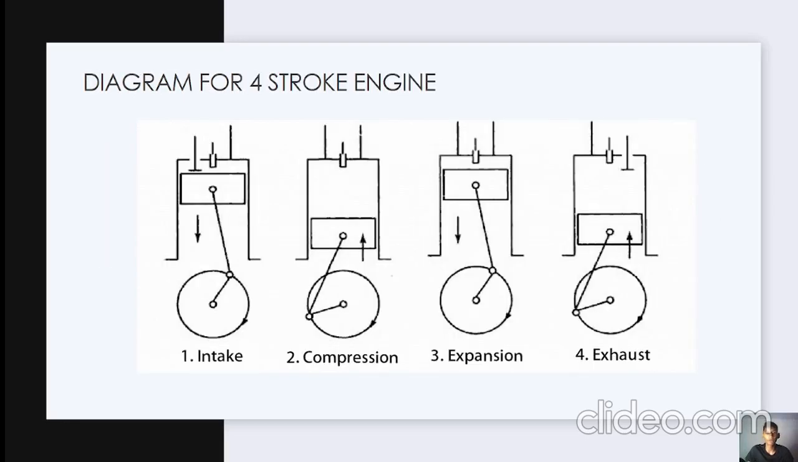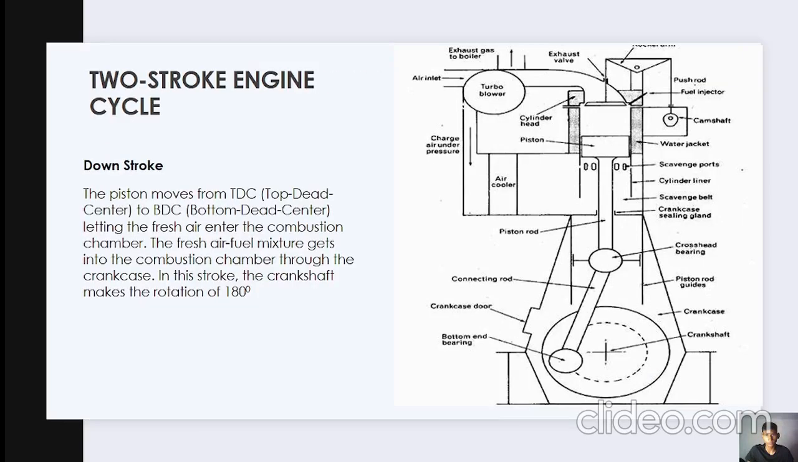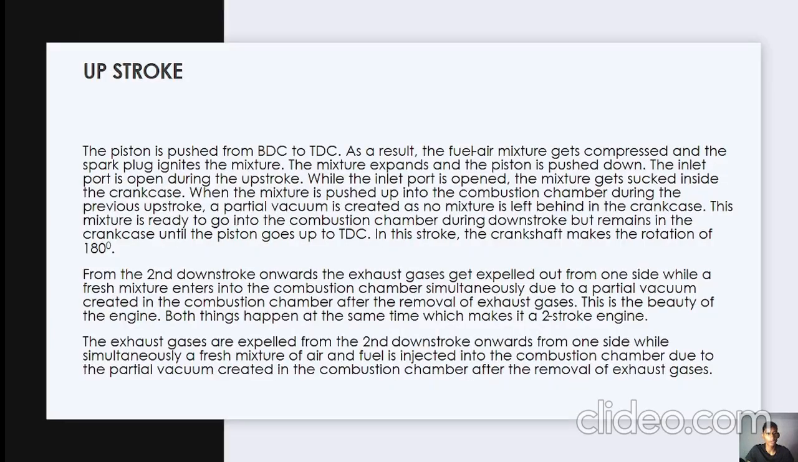This is the diagram for a four-stroke engine. You have to draw this. Now let's go to the two-stroke engine cycle. As the name means, there are only two strokes. There are only two steps in this: downstroke and upstroke.